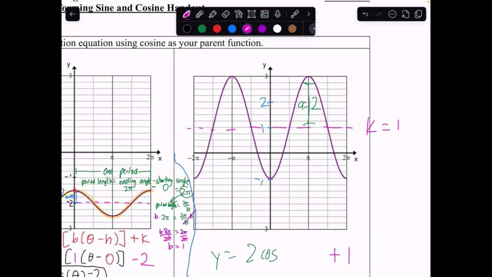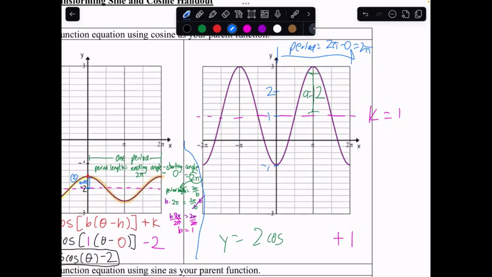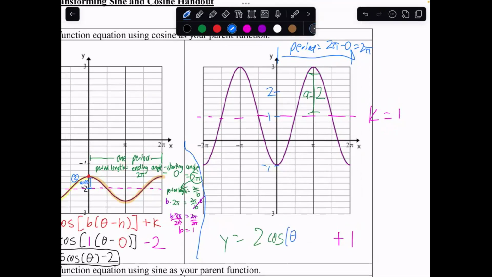The b value, well, the period length is 2 pi. 2 pi minus 0. So it's the same calculation we did earlier, right? So b is 1. So I'm not going to write that.